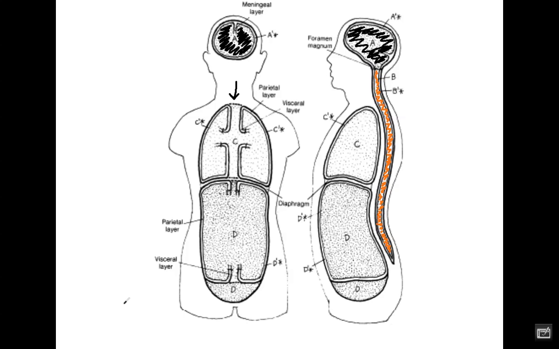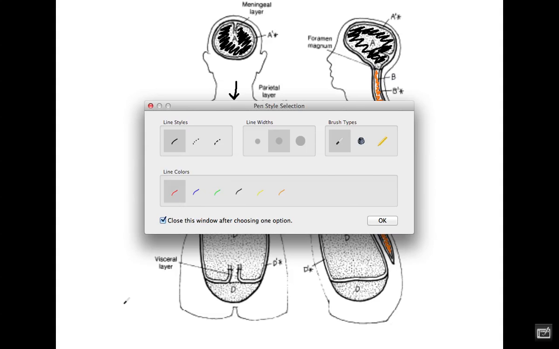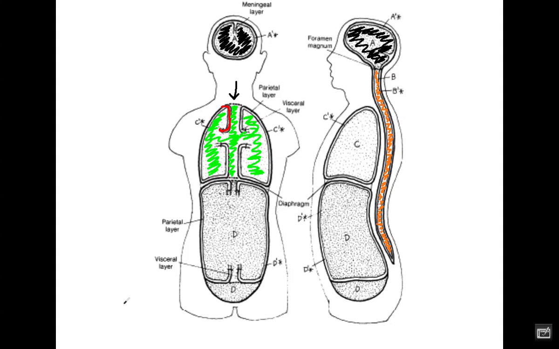So letter C, we're going to color in as the thoracic cavity, and that contains the pericardial cavity as well as the two pleural cavities. And then the lining of the pleural cavities here, C prime, is called the pleura. So we will color that a different color. And then we can do the same over here on this side. So we've got the lining, and then we've got the cavity.